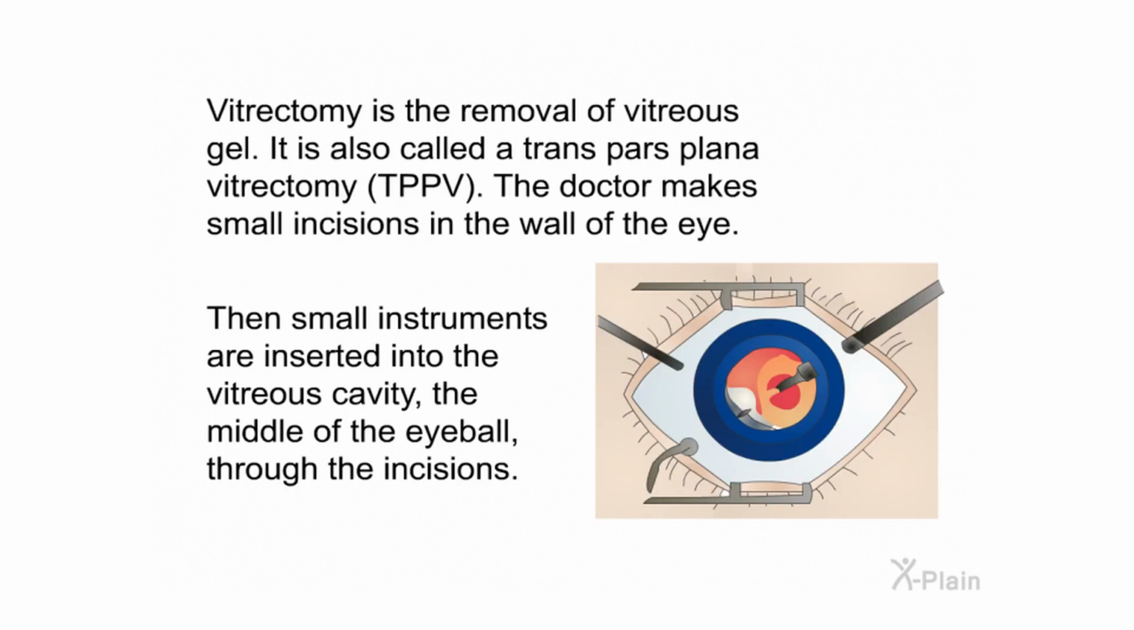Vitrectomy is the removal of vitreous gel. It is also called a transpars plana vitrectomy, TPPV. The doctor makes small incisions in the wall of the eye. Then small instruments are inserted into the vitreous cavity, the middle of the eyeball, through the incisions.